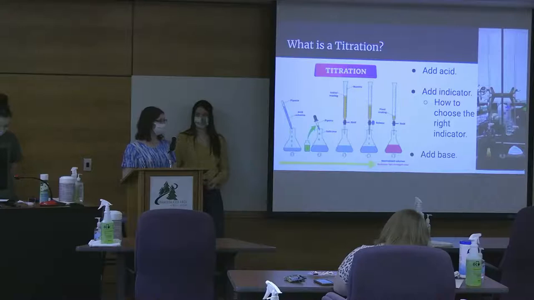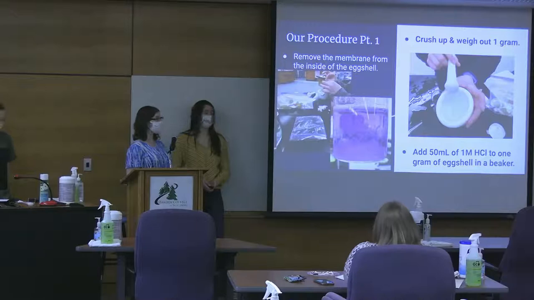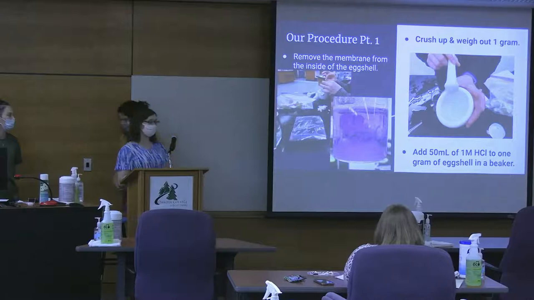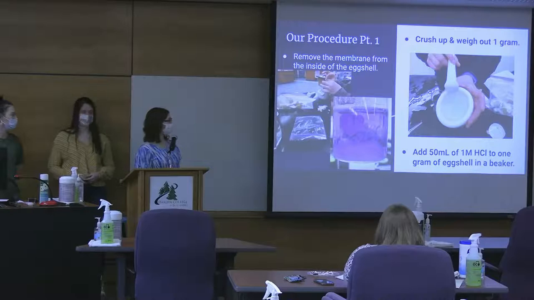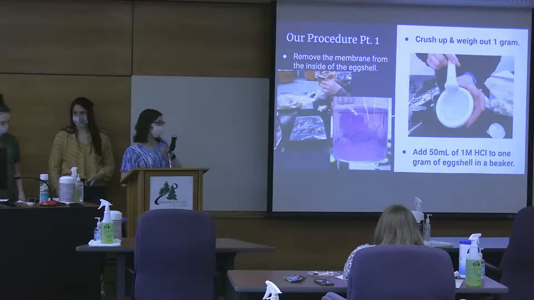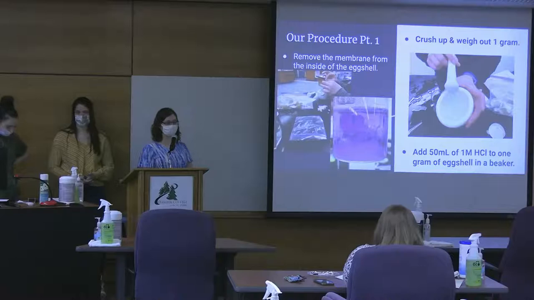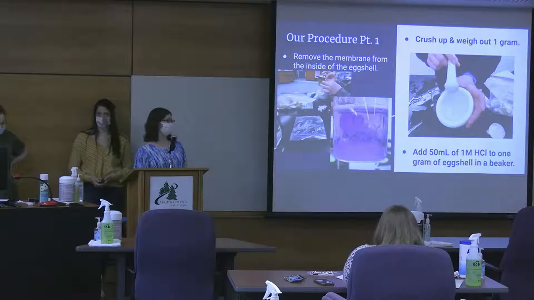So how did we do this? Well, for starters, you can see in this picture here, we had to remove that thin membrane from the inside of the eggshell, which was not fun. That was very difficult. The reason we had to remove it is because if it was in there, it would give us some unwanted additions to our reaction. You can see in this picture here, there was a precipitate because we did not get all of the membrane out of our acid.